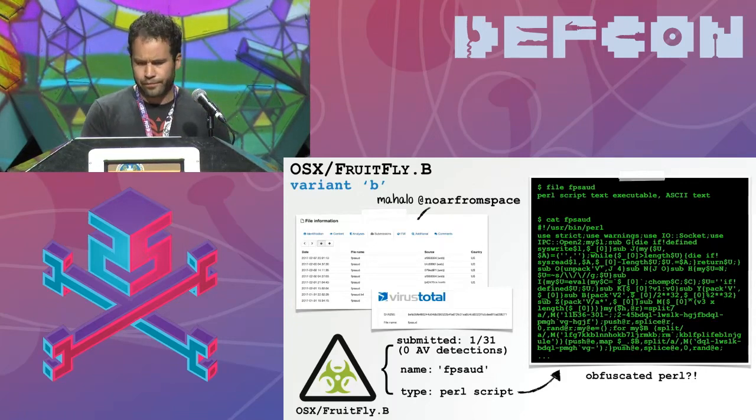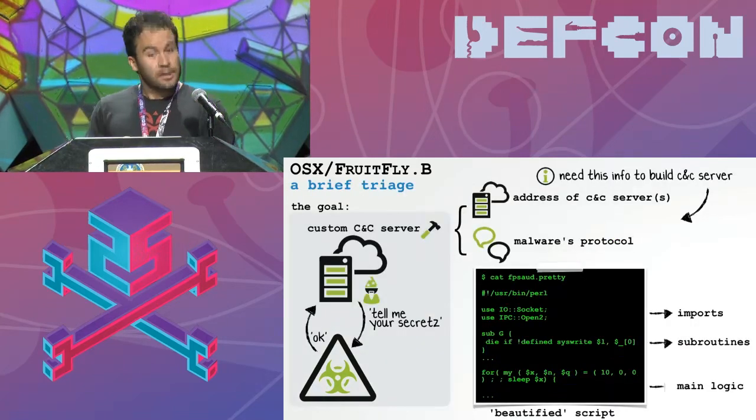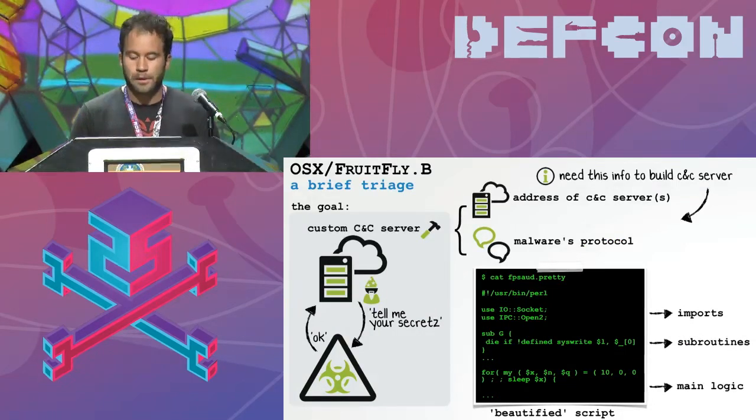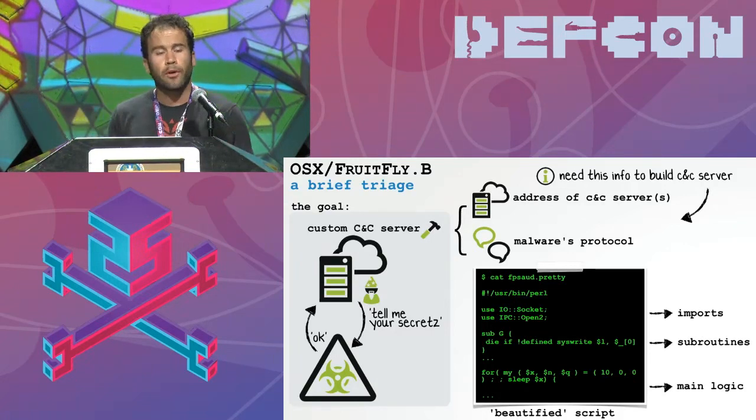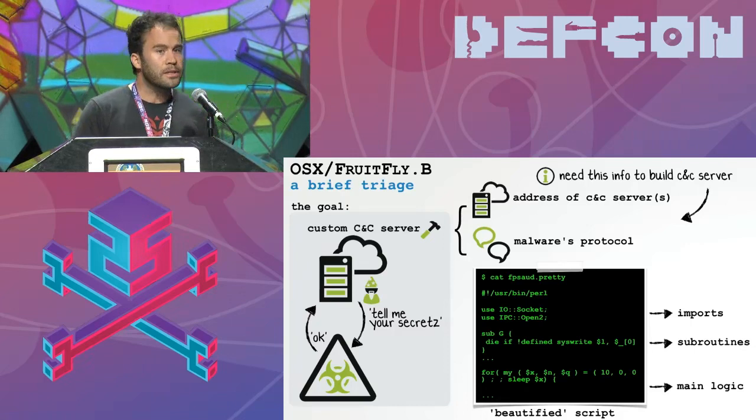It's kind of odd. As I mentioned, we want to build a custom command and control server, but we need the address that the malware tries to connect to, and we also need to understand its protocol. So let's briefly triage this malicious script to get this information. The first thing we do is beautify the script, which allows us to read it easier because it's now formatted better. We can see it starts with some imports, followed by some subroutines, and then finally is the main logic of the malware.